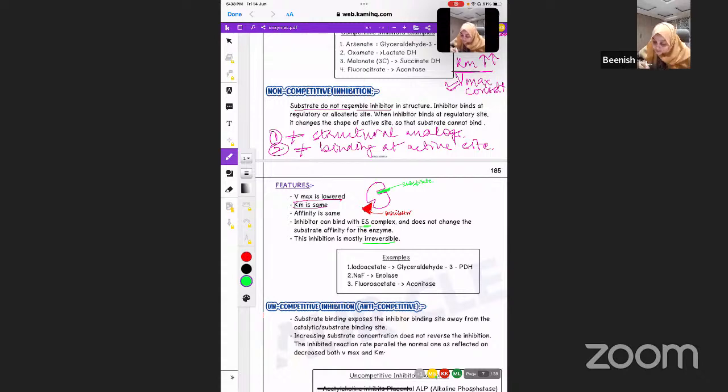So the inhibitor can bind with the enzyme substrate complex as well as the free enzyme, but it does not change the substrate affinity for the enzyme. So the binding of the substrate and the enzyme is in no way changing, because the inhibitor is not competing for the same site. Therefore, we say that Km is same. But as long as the inhibitor is there, the reaction is not going to take place. The product is not forming. Therefore, we say Vmax is lowered. So I hope this explains the reason why your Vmax is lowered and Km remains same.